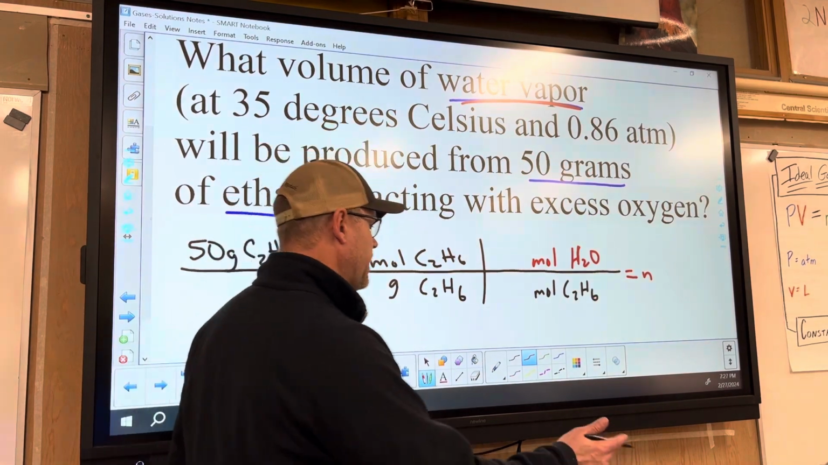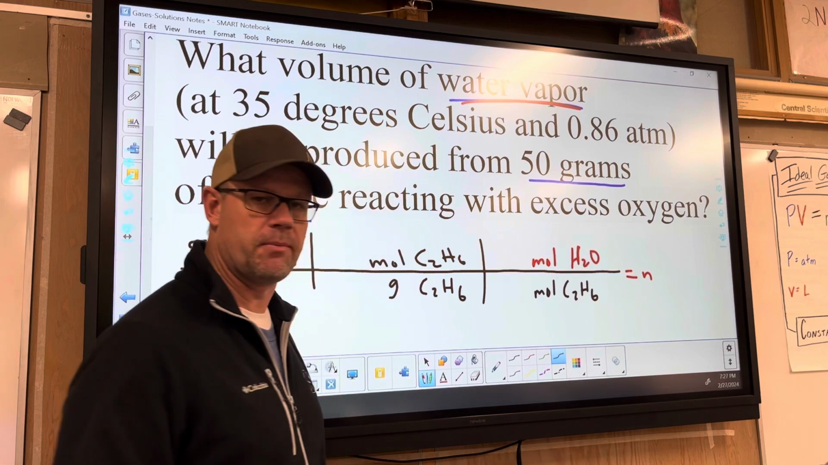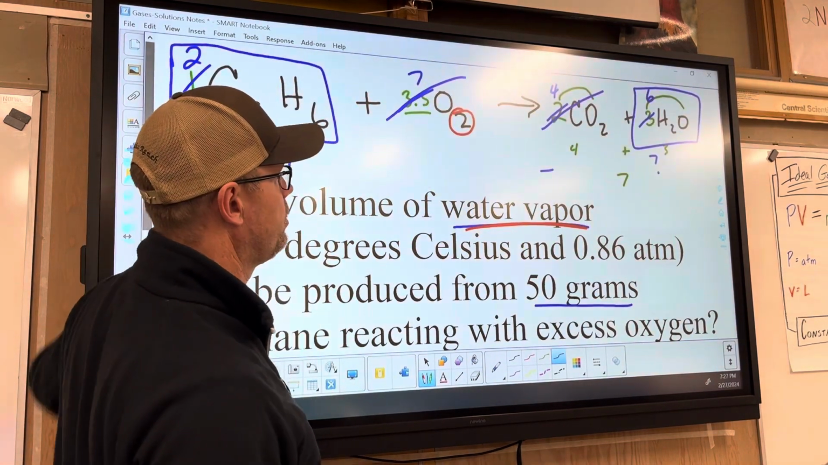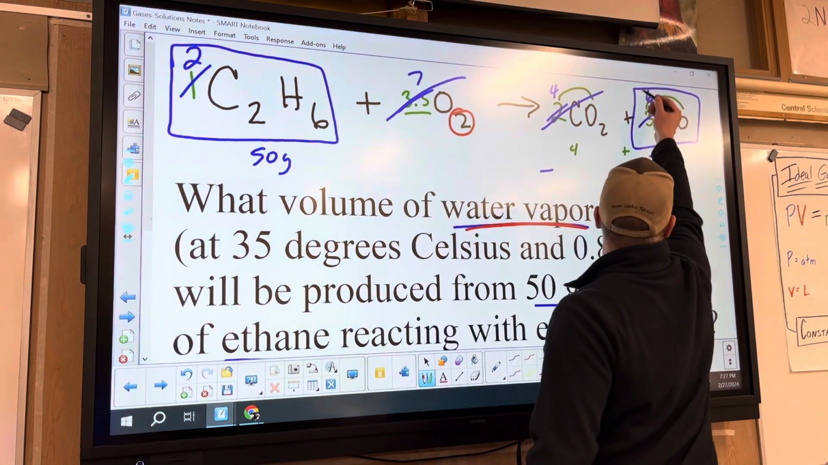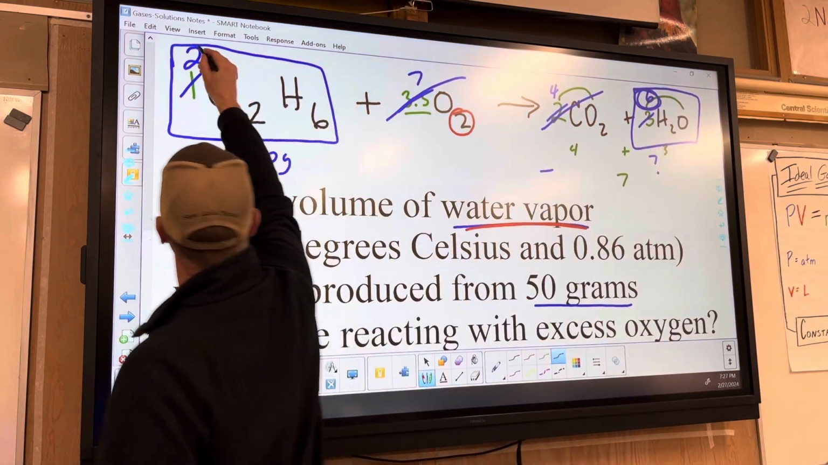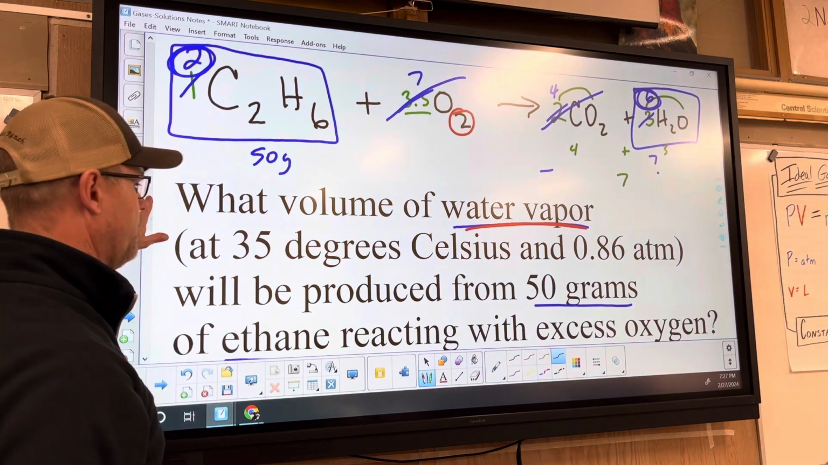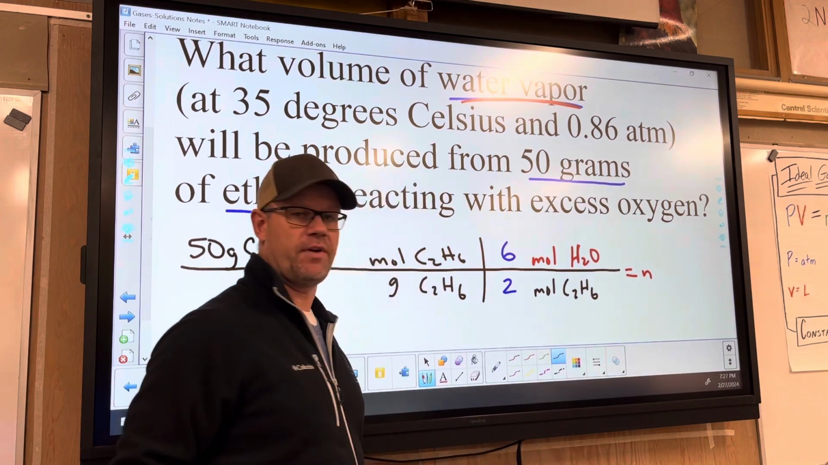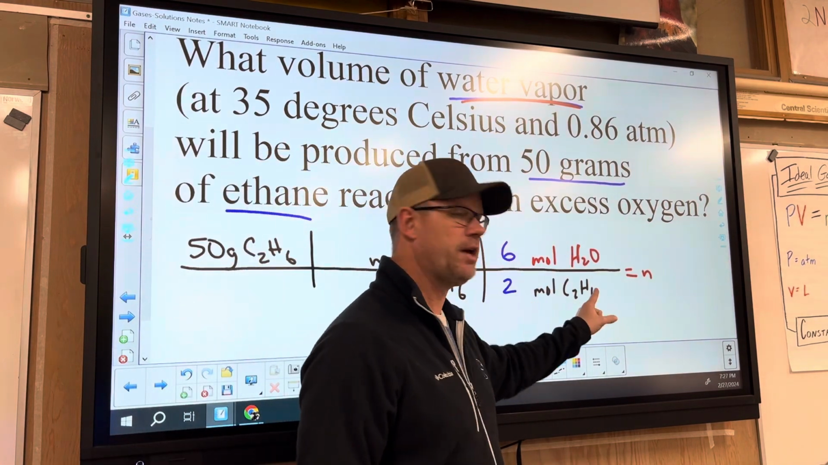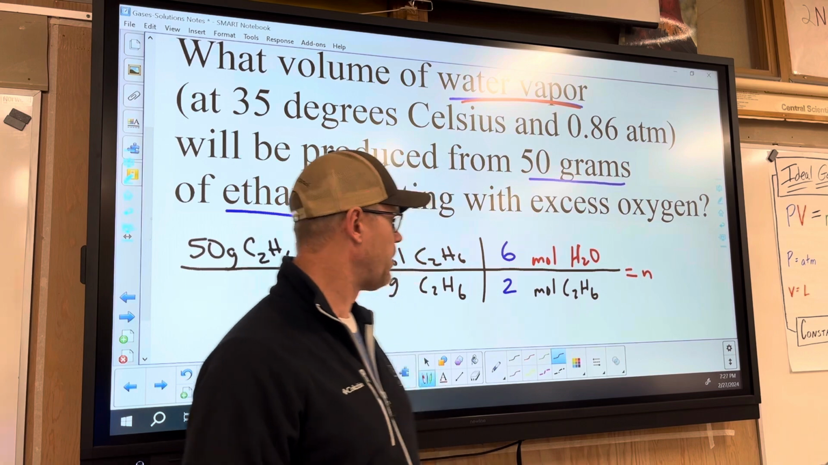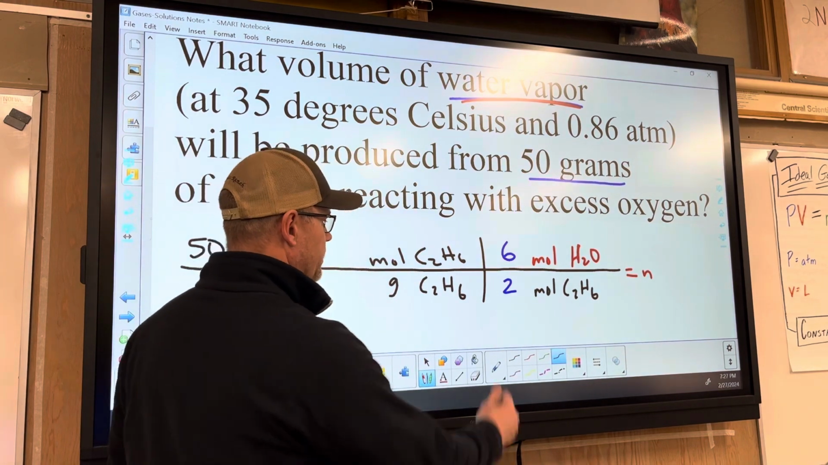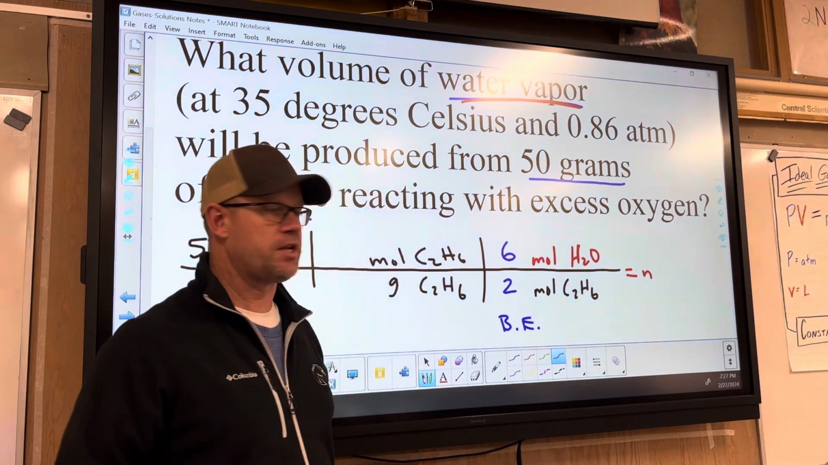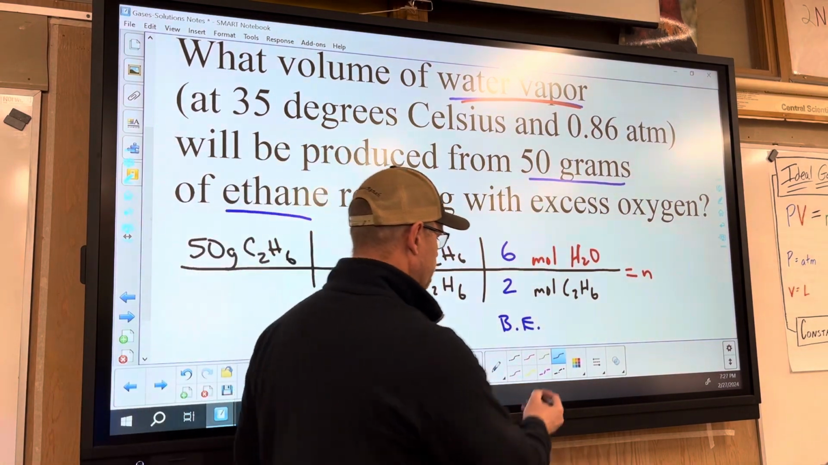Now let's pay close attention to where some of these things come from. I'm going to try to color code this for you. Look up here at the blue numbers. We have 6 moles of water produced from 2 moles of ethane. It's a 6-to-2 ratio. So I'm going to put 6 moles of water are produced from 2 moles of ethane. Notice I'm matching 6 with the water, 2 with the ethane. So really look at those, that those are in the right spot. Now, that comes from the balanced equation, so I'm going to put a BE right there for balanced equation. That's where that last step comes from.